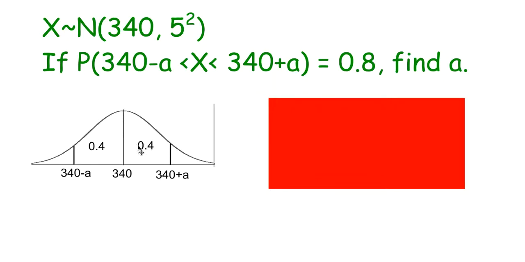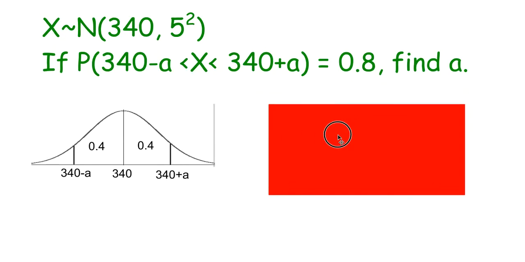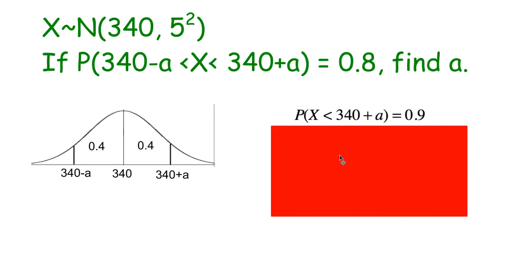And from that, if that's 0.4 over there, I also know that from 340 down to negative infinity, I've got an area of 0.5, which means that if I do 0.5 added to 0.4, I have 0.9 going up to my 340 plus a. So let's write that down now here. The probability that x is less than 340 plus a, I now know is going to be 0.9. And that's the information I need, because that's what my calculator is able to actually tell me.